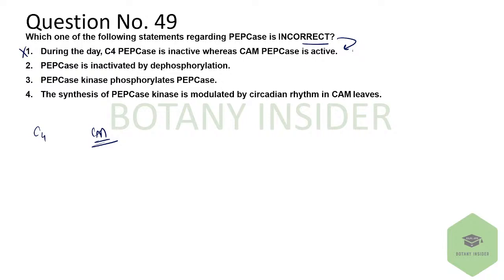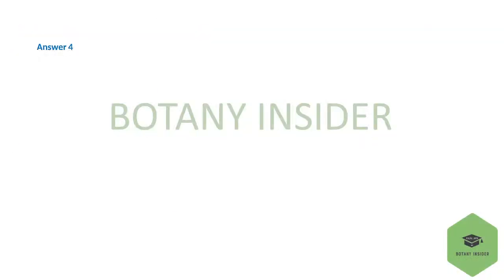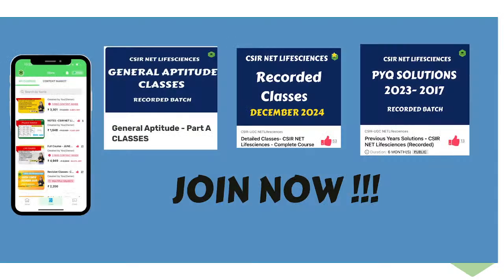Very simple, very easy. You just have to remember all the important information related to the main characteristic features of your C3, C4 pathway and CAM pathway, and you're good to go for this question, right? I hope it's clear. So these were the questions for today. We have discussed five questions, two of general aptitude and others theoretical. I hope everything is clear to everyone till here.